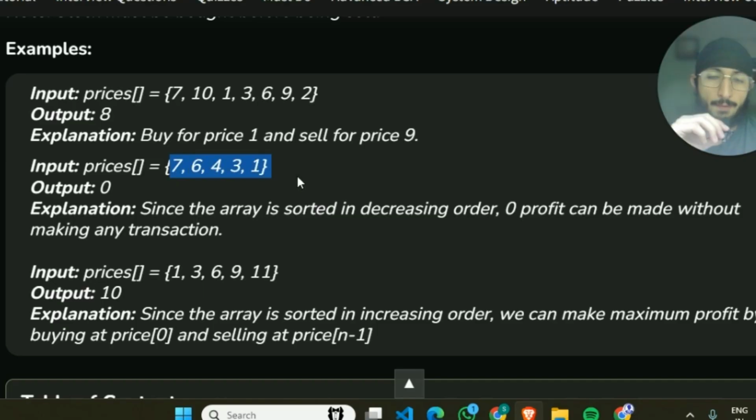Next, moving on, we have 1, 3, 6, 9, 11. This is sorted in ascending order. So we can make maximum profit by buying the lowest price, that is 1, at index 0, and selling at index n minus 1, that is 11. So 11 minus 1 is 10.